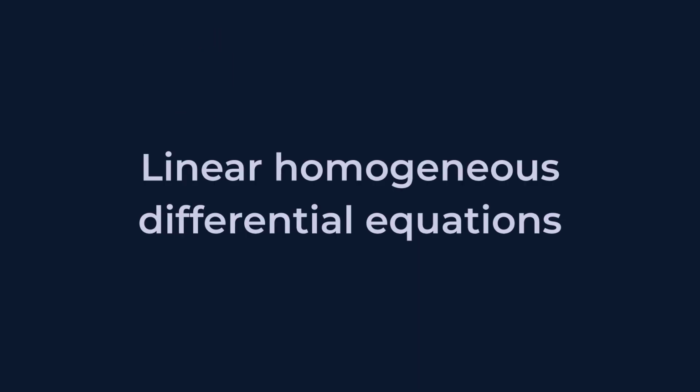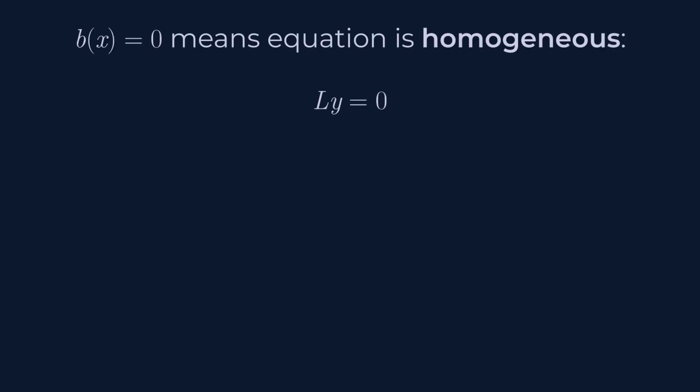Next, we are going to look at a special case of linear differential equations. It is those equations that are also homogeneous. And we call such equations homogeneous simply when b of x is equal to 0. That is, when the right-hand side of that equation is equal to 0. So we have Ly is equal to 0. An example of this equation could be something like this.